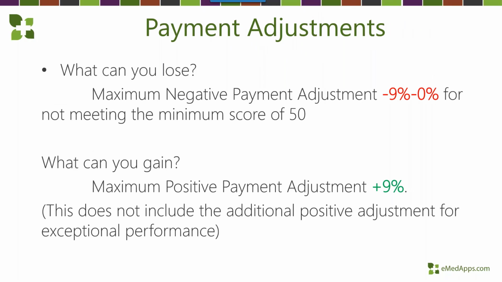So in regards to 2021, what can I lose? I can lose a -9 for not meeting the minimum score of 50. And I can gain up to a +9 as a positive adjustment. So we're at up to 9% negative or up to 9% positive in 2021. Next slide.